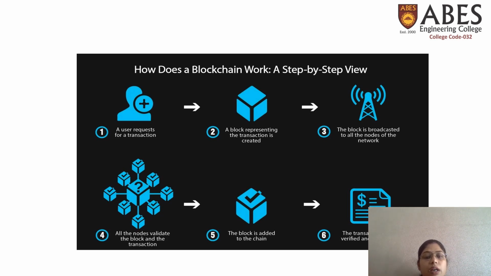After validating, the block is added to the chain. Then this block will be verified and it will be recorded that this transaction is happening between me and John, and now I can transfer the money to John, right? And the transaction is verified and recorded on the network, recorded on the block.